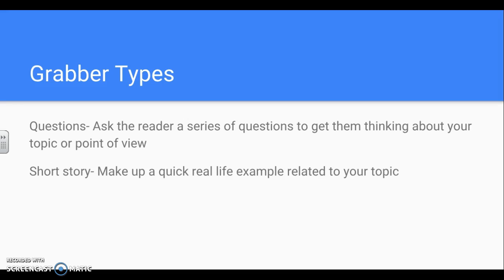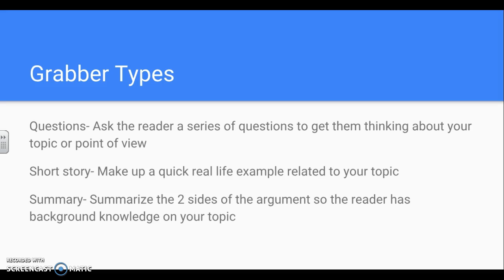You can use a short story, and I like to see more people using this because it can be really engaging. Make up a quick real life example related to your topic. Usually those are 2 to 3, maybe 4 sentences of something quick that you make up, right? Get creative, use a lot of descriptive language, some awesome verbs to describe some action, to help the reader visualize inside their head and really paint a picture of what you're trying to say.